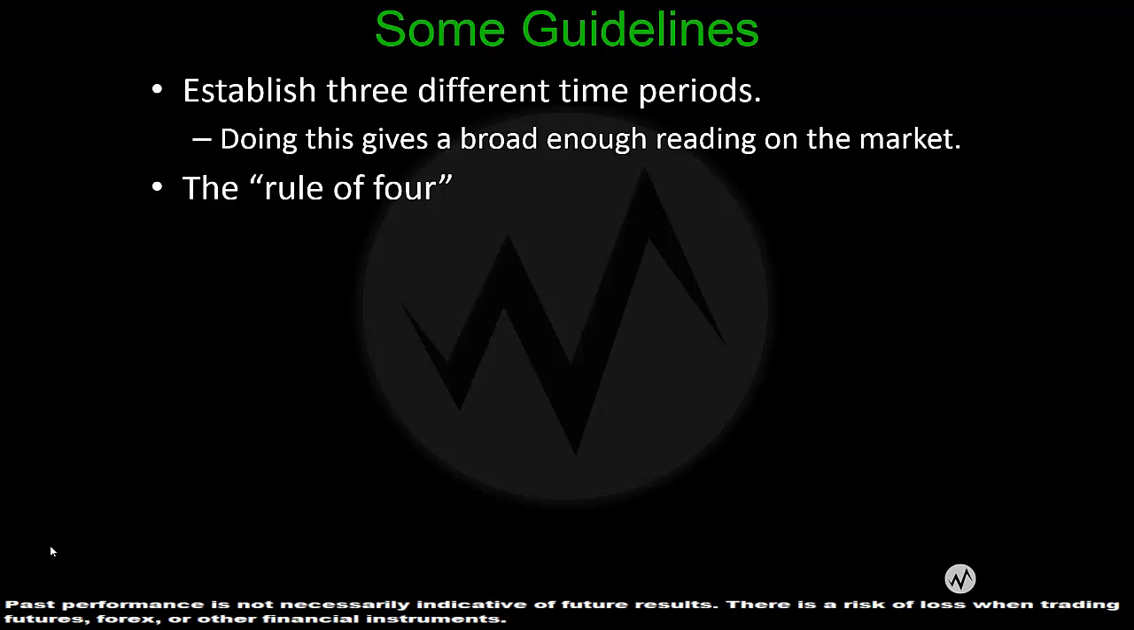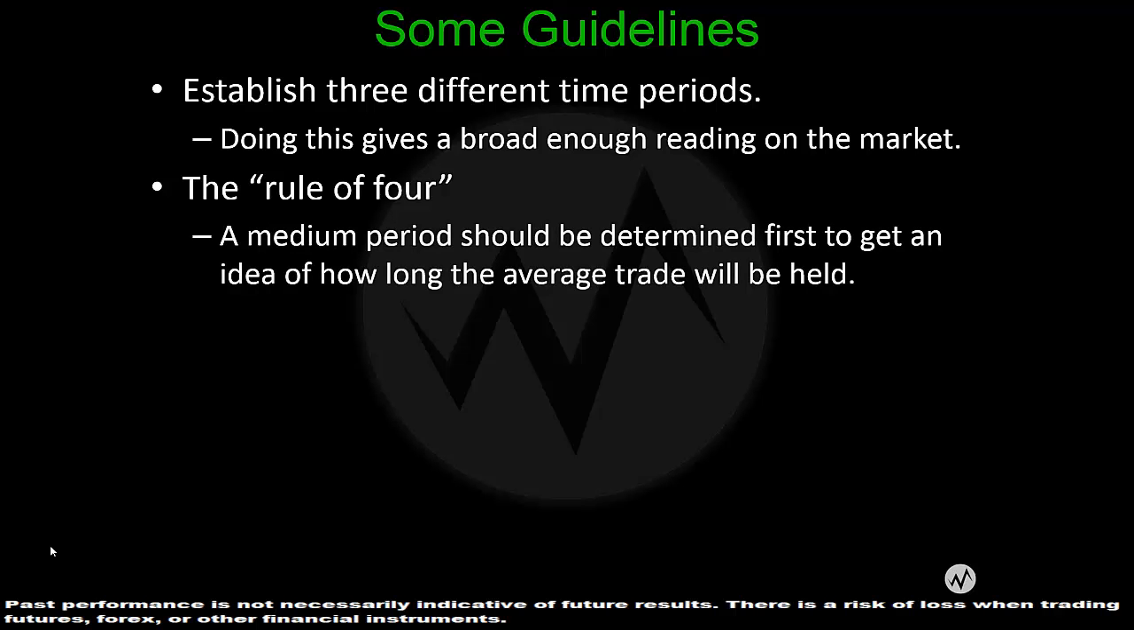There is a quote unquote rule out there called the rule of 4. What this is, you want to establish a medium period or time frame. That should be one of your first determinations, to get an idea of how long your average trade should be held. So if your medium time frame is a 4-hour chart, you can get an idea that you want to hold a trade maybe 4 hours or 12 hours, a couple of days.